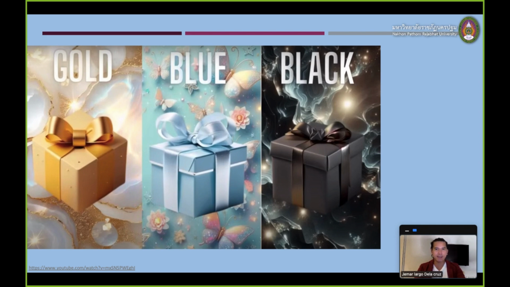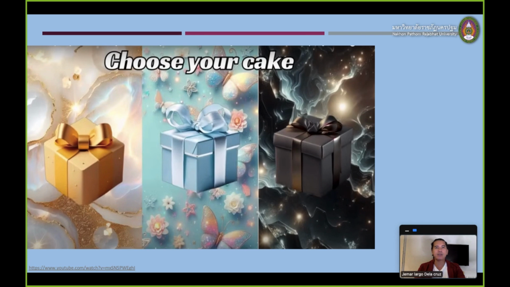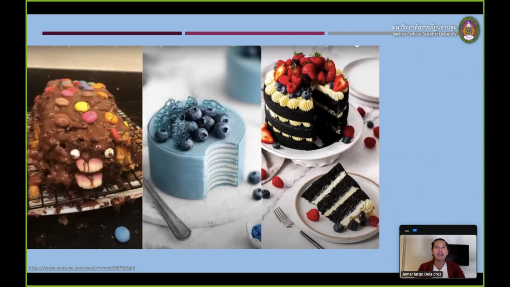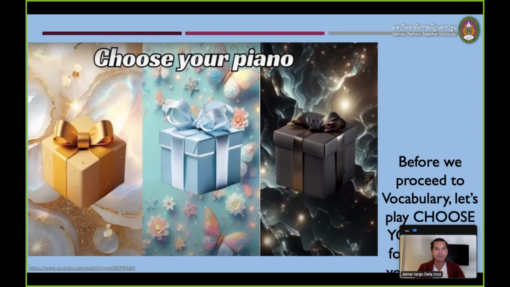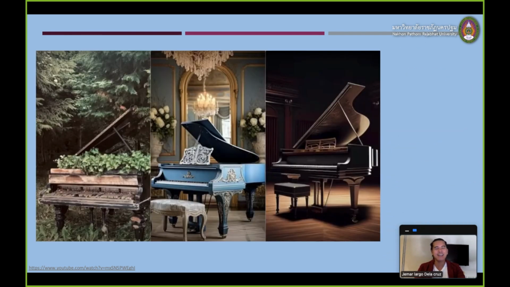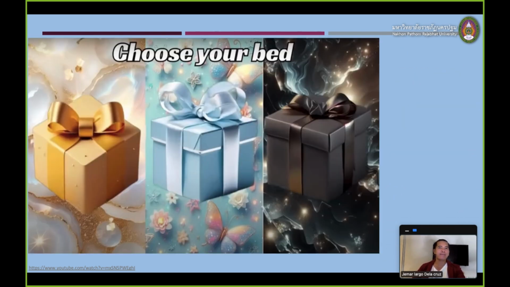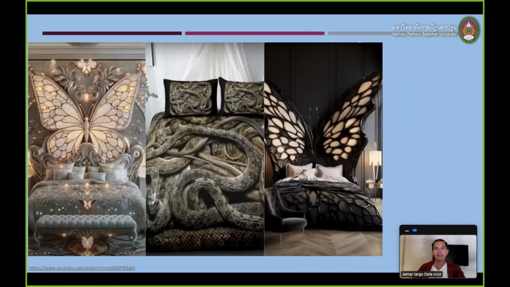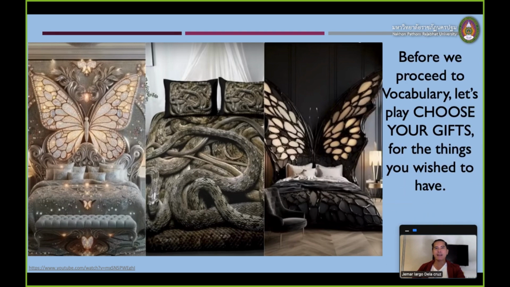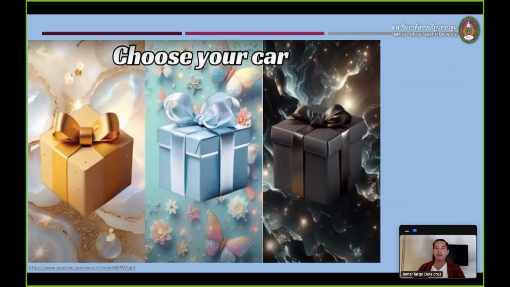Great. Me, I will choose black. All right, so choose your cake. I will choose black. All right. Oh, yeah, I got it. Very good. Next, choose your piano. I will choose gold this time. Oh, I got the bad gift. All right, next. Oh, gold again. Choose your bed. I will choose gold. Yeah, I like that bed. Very good. Here, choose your car. I'll choose blue.